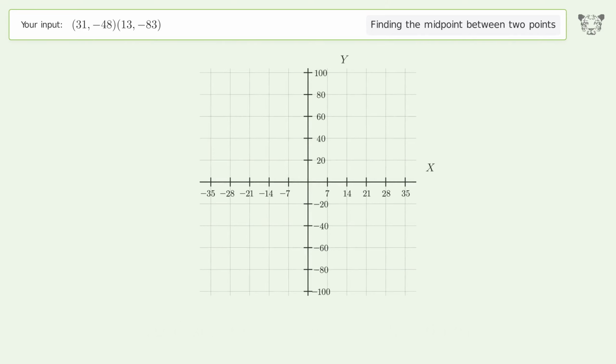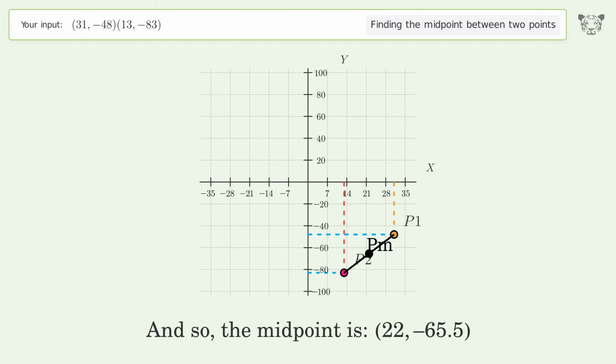And so, the midpoint is 22, negative 65.5.